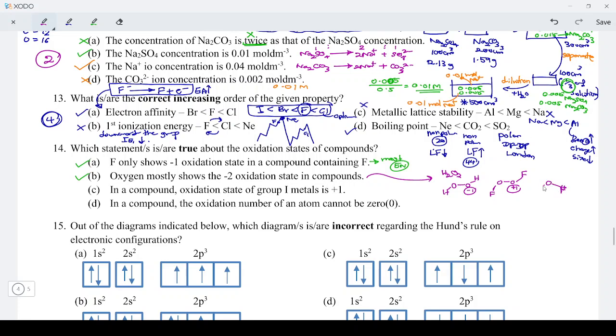Then there you have OF2. Then your oxidation number is +2. Like that, there are few exceptions, but mostly the oxidation number is -2. Okay, so we use these rules when finding the oxidation numbers of other elements.